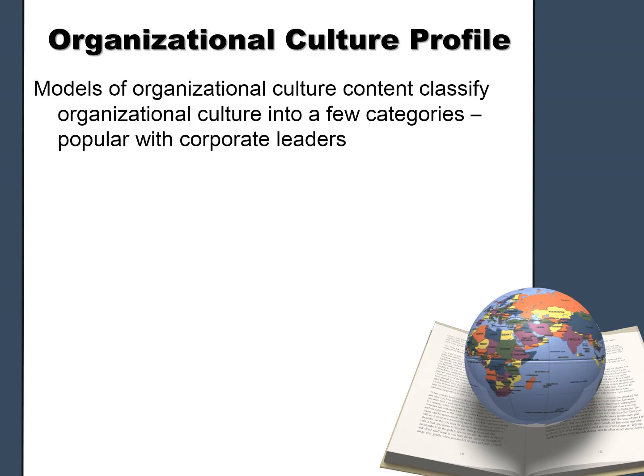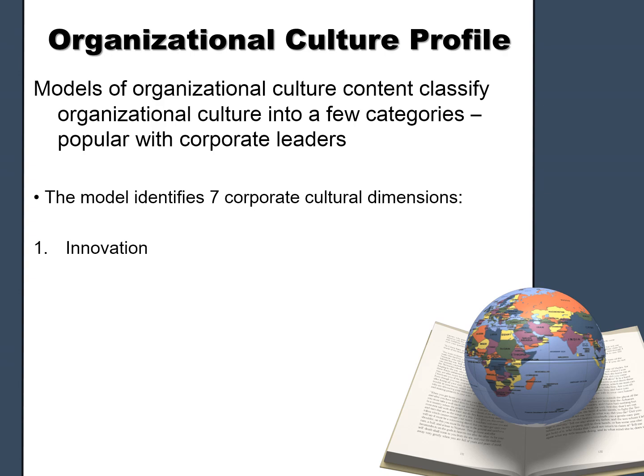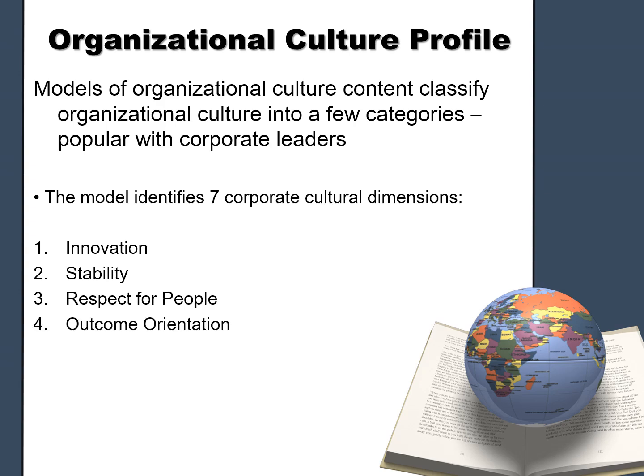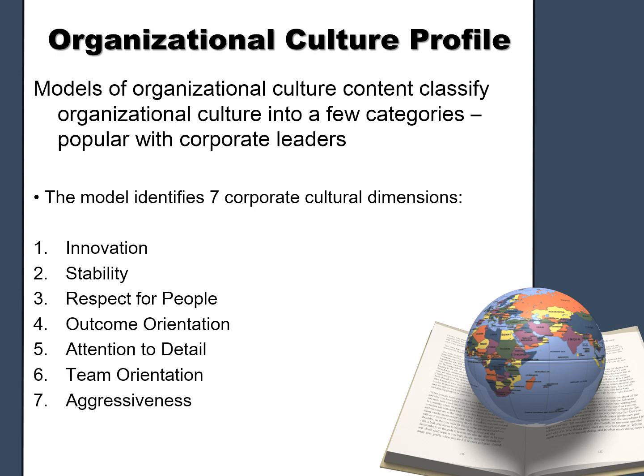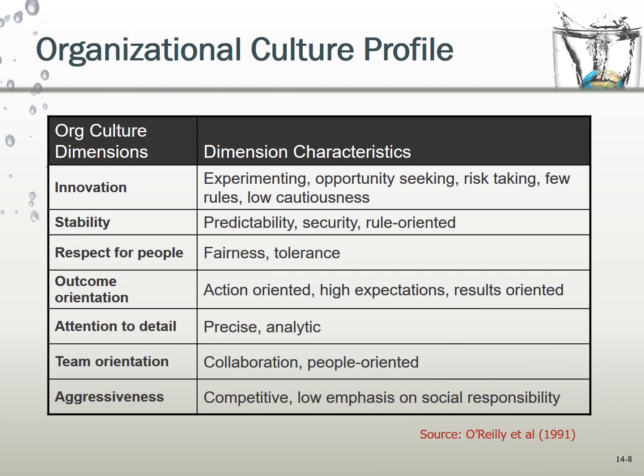So the culture profile. Models of culture content classify organizations' culture into a few categories popular with corporate leaders. The model identifies 7 corporate culture dimensions. First, innovation, and then stability of the organization, the respect for people, the outcome orientation, the attention to detail, team orientation, and the aggressiveness. So let's take a look at those.